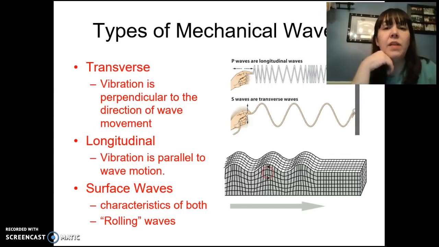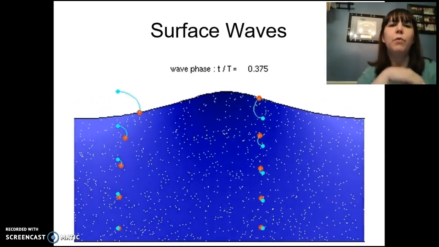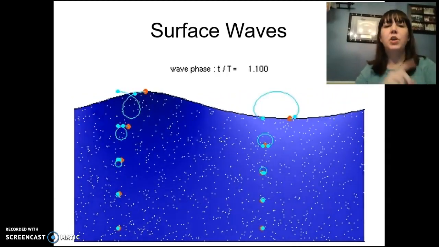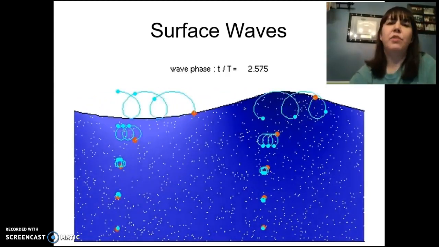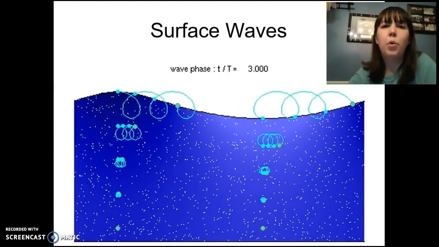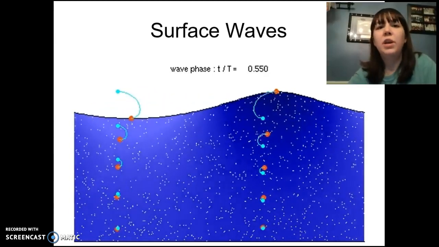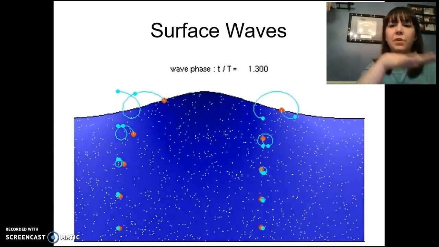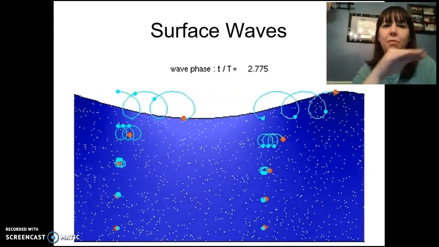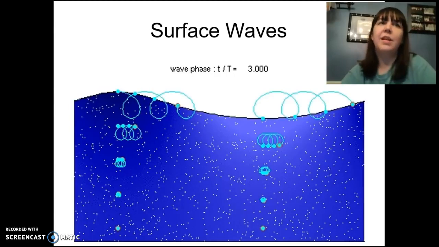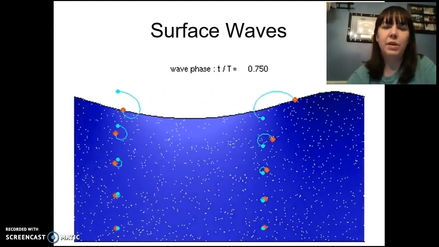And then surface waves like earthquake waves, waves on the beach, waves in the ocean, those waves have a little bit of characteristic of both. You get more of a rolling motion like we see here. You have a little bit of a push-pull, but you also have an up and down motion as well. If you've ever been on a boat when the waves are rocking or floated in the ocean down at the beach, you can kind of feel that more of a circular motion than just moving back and forth or moving straight up and down. It's that circular motion that we see here in the picture.